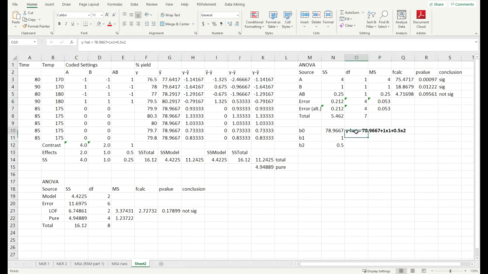In fact, we could also make this formula dynamic. What we could have done is to make it a formula. Equals, so we do y hat. Then what we do is add an and.